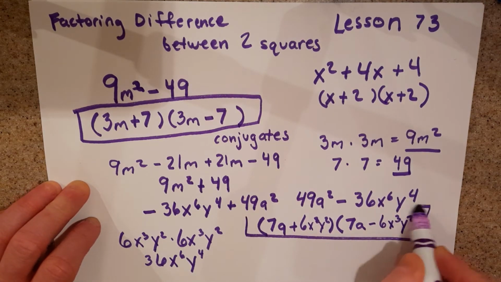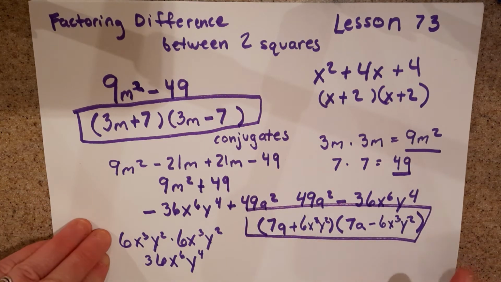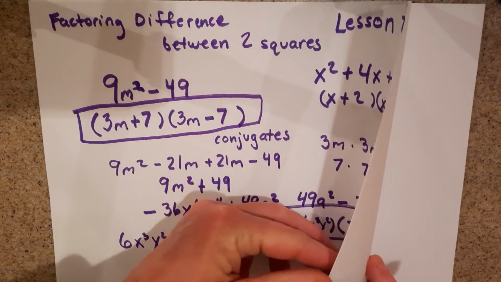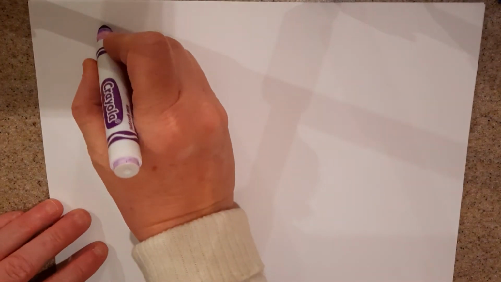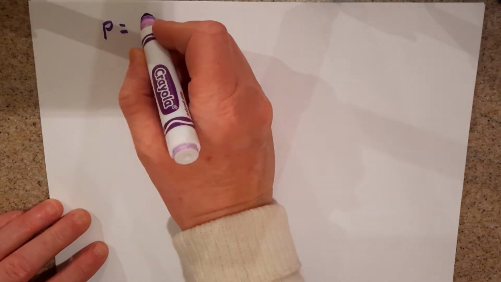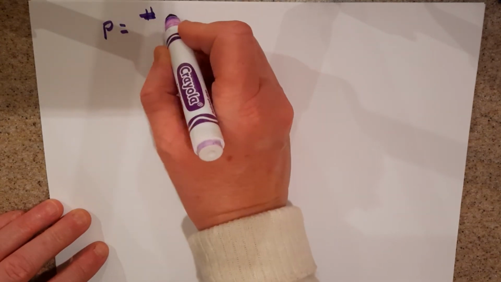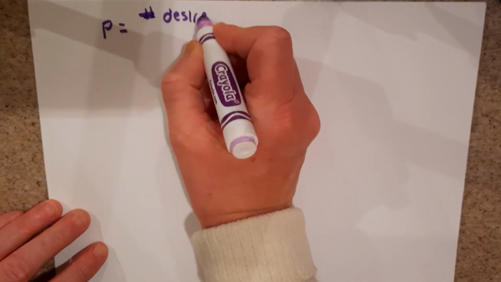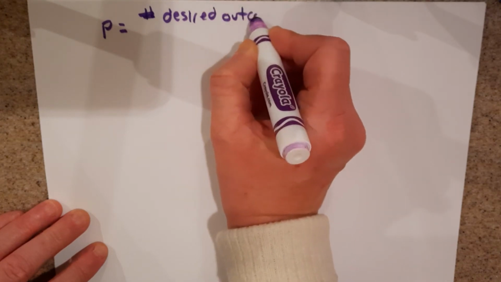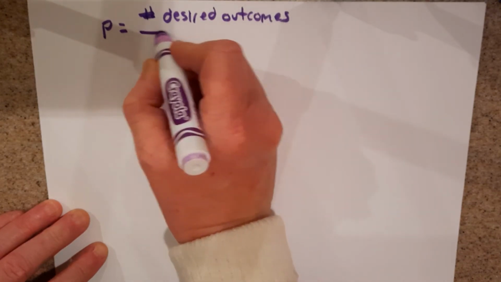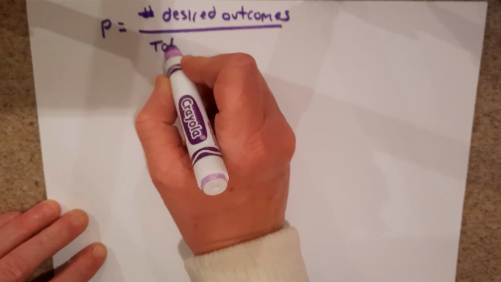Okay, so we're going to move on to the probability part of this chapter. We're talking about probability again. If you remember, probability has on the top part of the fraction the number of desired outcomes, and the bottom part of the fraction is the total possible outcomes.